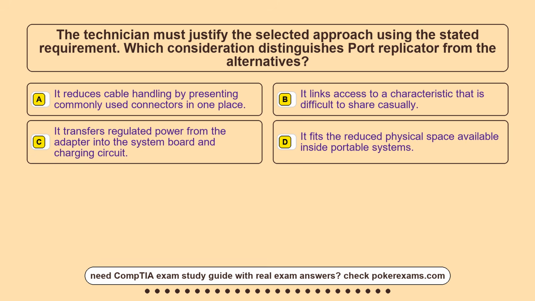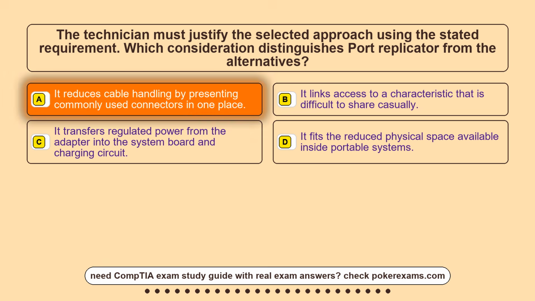Question 5. The technician must justify the selected approach using the stated requirement. Which consideration distinguishes a port replicator from the alternatives? Option A. It reduces cable handling by presenting commonly used connectors in one place. Option B. It links access to a characteristic that is difficult to share casually. Option C. It transfers regulated power from the adapter into the system board charging circuit. Option D. It fits the reduced physical space available inside portable systems.